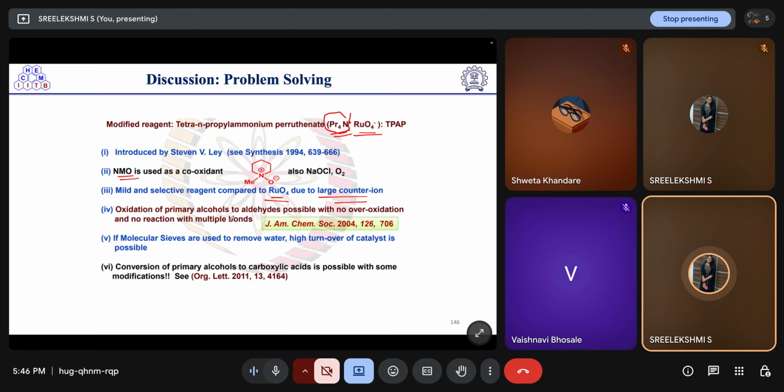Because in the other case we have seen that every time we end up with the over oxidized product, like carboxylic acid or carbon carbon bond cleavage. So here oxidation of primary alcohols to aldehyde is possible. We can stop the oxidation at the aldehyde stage. And if molecular sieves are used in the reaction medium, which will absorb the water, we can recover this catalyst as well.